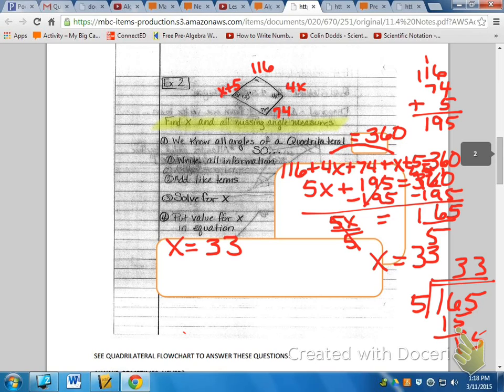As I go around the quadrilateral, I don't need an answer for 116, it was already there, but I need an answer for 4x. How can I figure out what 4x is, Dale?